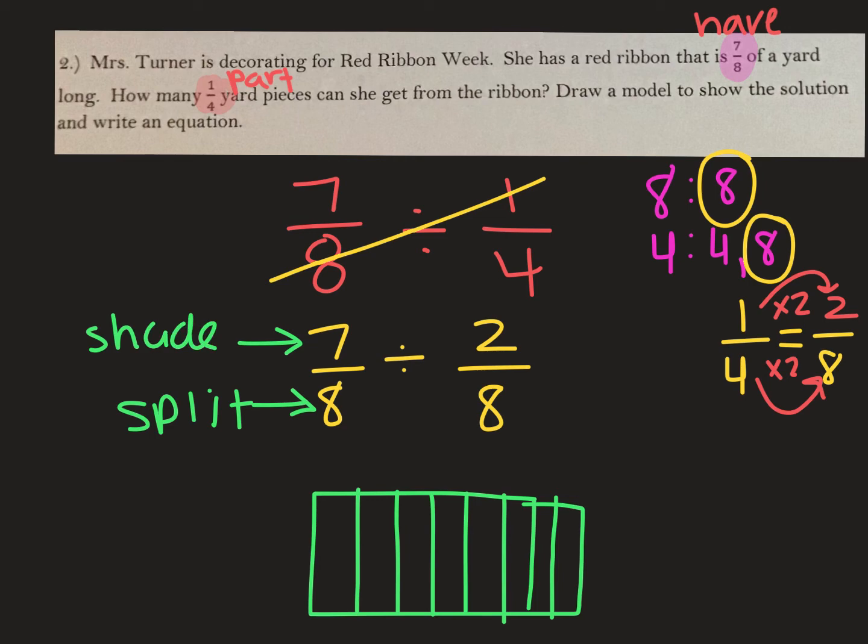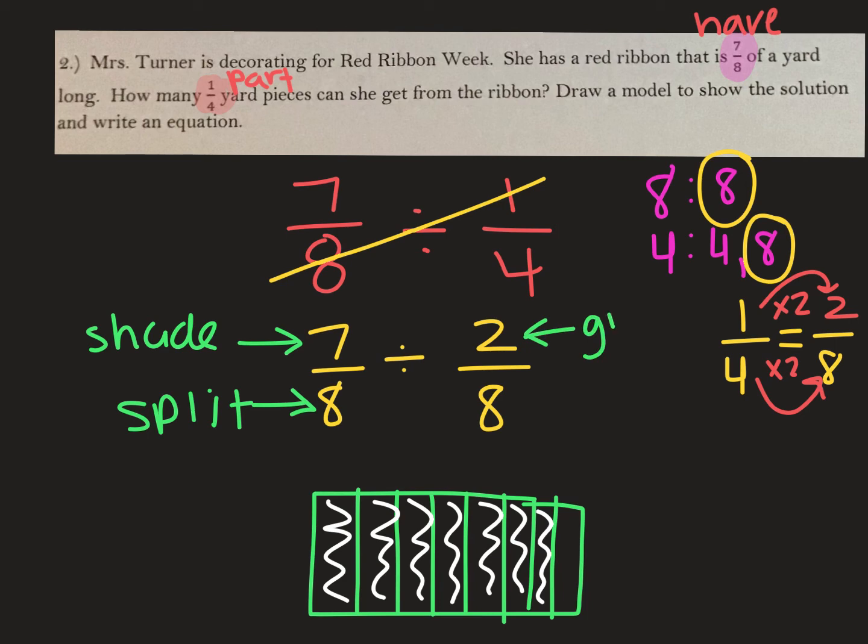So we're shading in 7 out of the 8 boxes. Remember, it doesn't have to be perfect. Just try and make it as even as possible. 5, 6, 7. And then our numerator of our second fraction tells us we're looking for groups of 2.